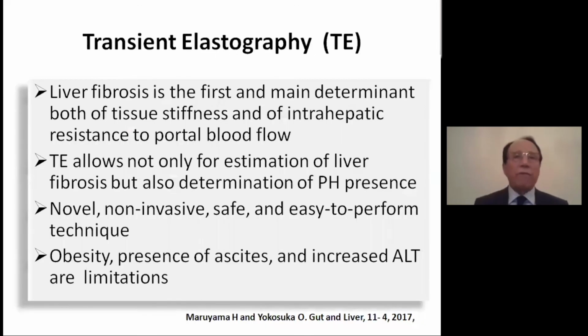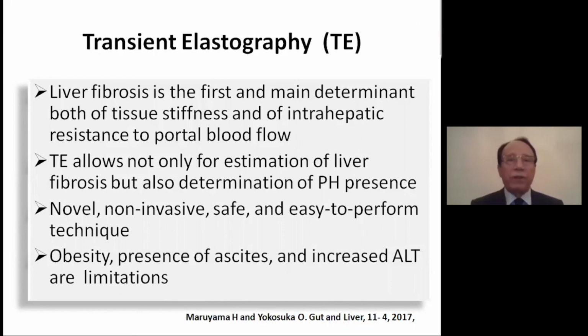Transient elastography is a novel, non-invasive, safe, and easy-to-perform technique that gives information on the level of fibrosis by measuring liver stiffness through the transmission of mechanical waves into the liver tissue and after analysis of the wave propagation and liver tissue deformation. Liver fibrosis is the first and main determinant both of tissue stiffness and of the intrahepatic resistance to portal blood flow.